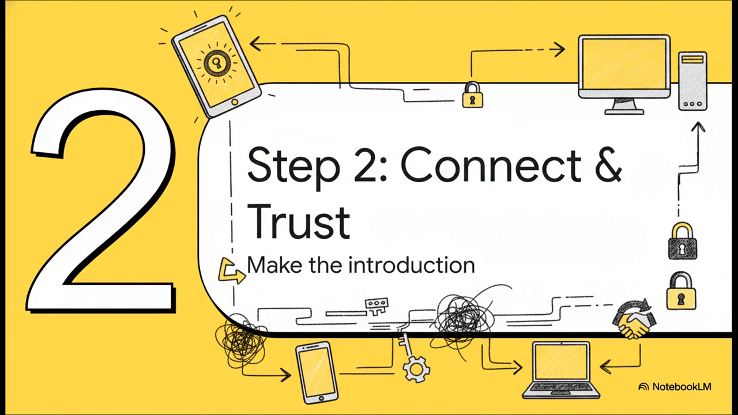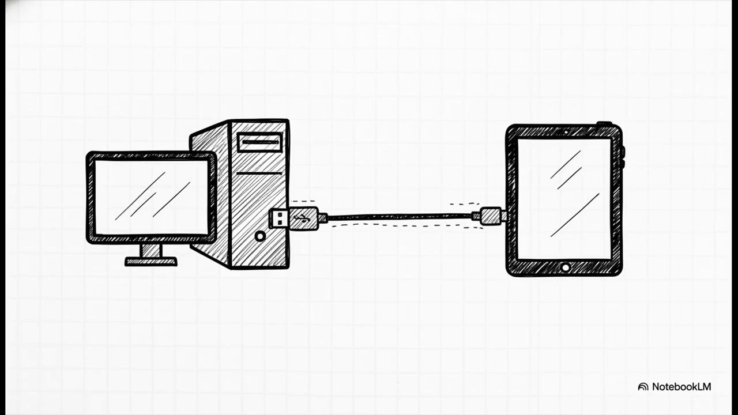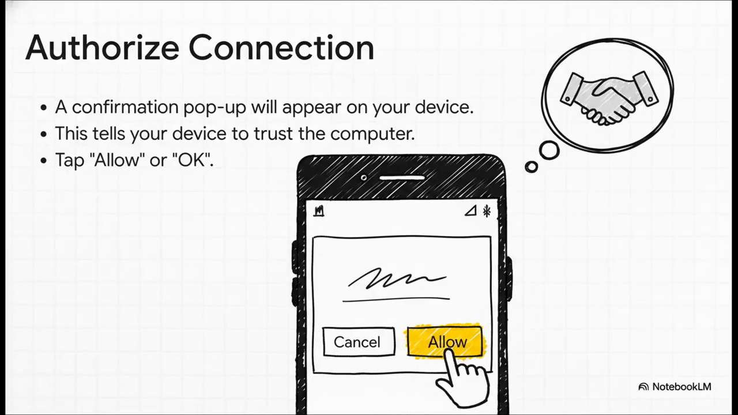All right, with that secret door unlocked on your device, it's time for the official meet and greet. This next bit is all about getting the two devices connected and making sure they trust each other. This one's easy. Just grab your USB cable and plug your Android device right into your computer. Okay, now look at your phone or tablet screen. You should see a pop-up asking if you want to allow USB debugging from this specific computer. This is a really important security step. Go ahead and tap Allow or OK. You're basically telling your device, hey, this computer right here, it's a friend. You can trust it. Perfect.